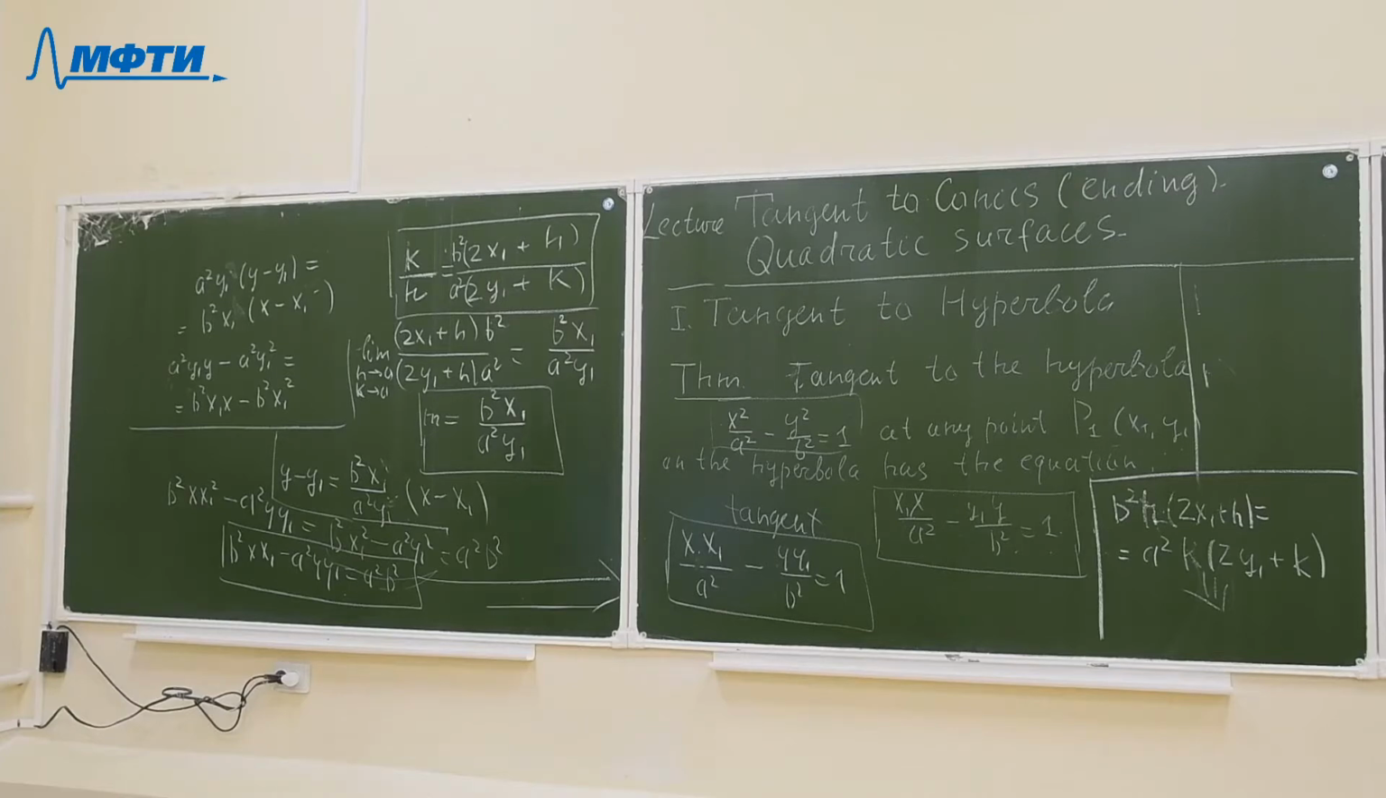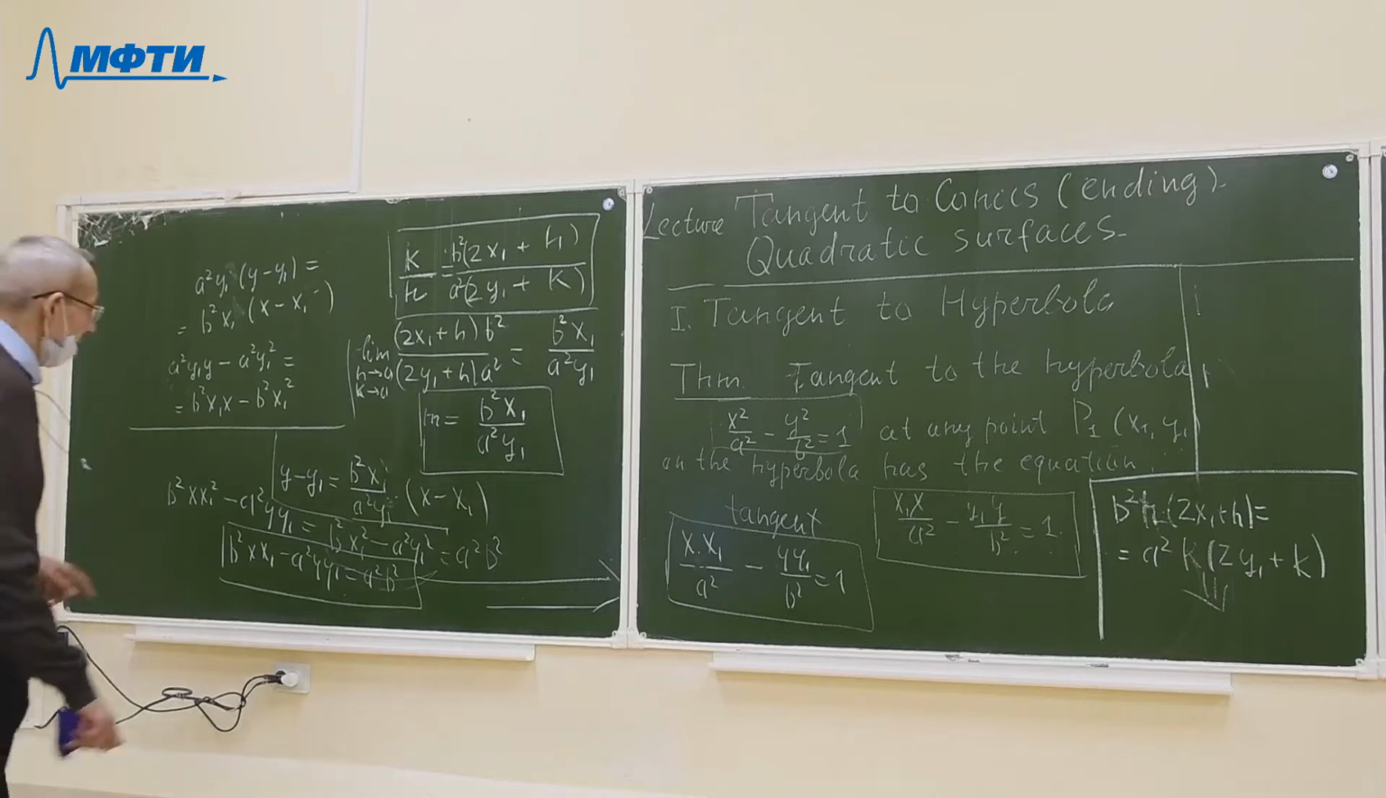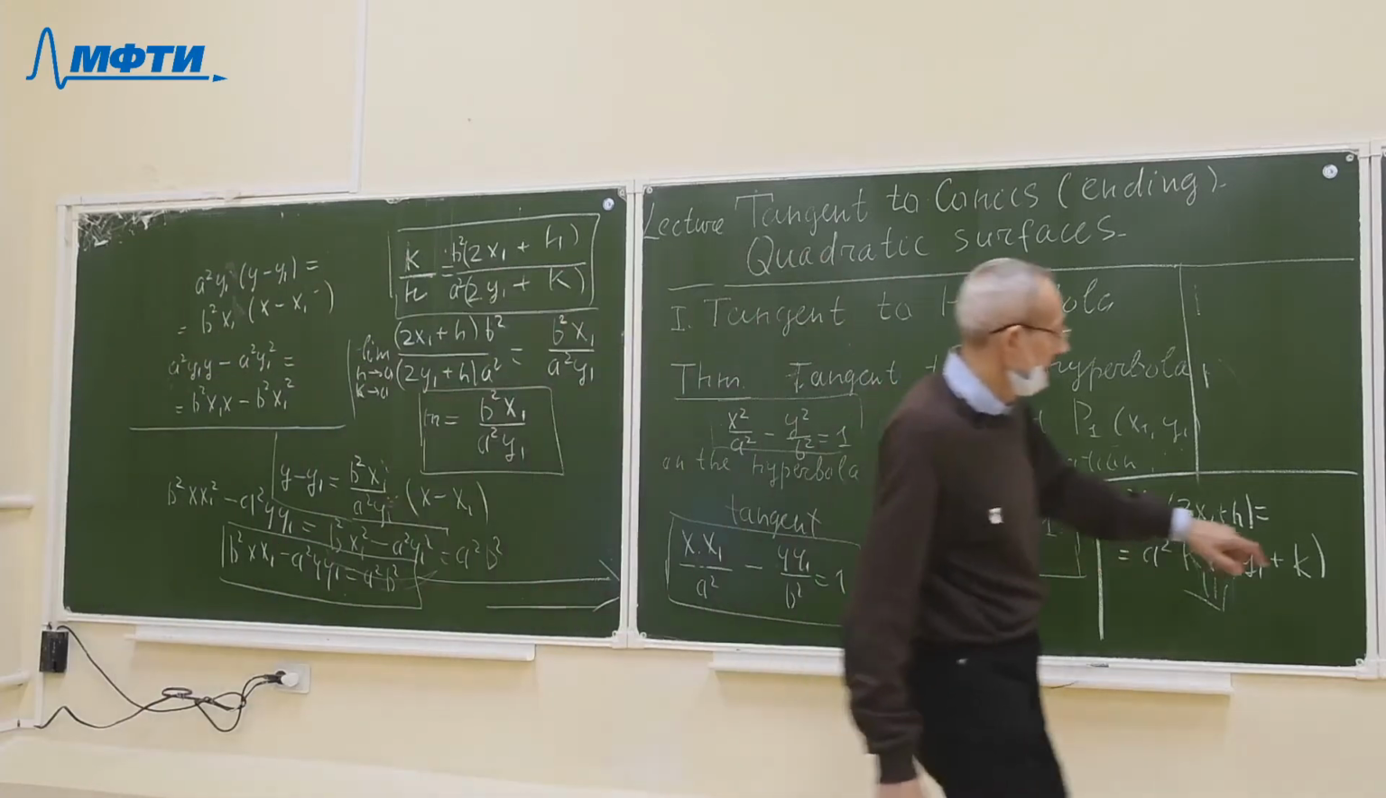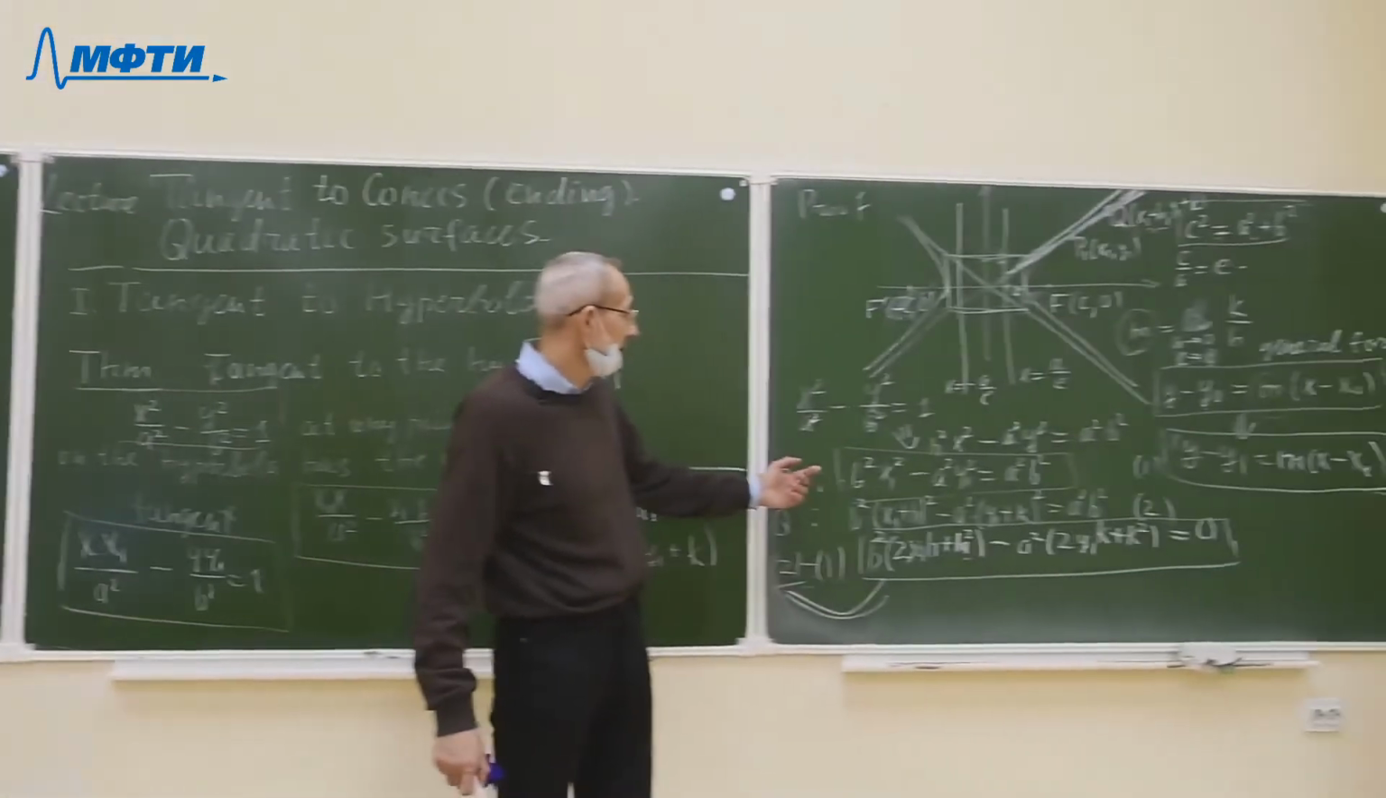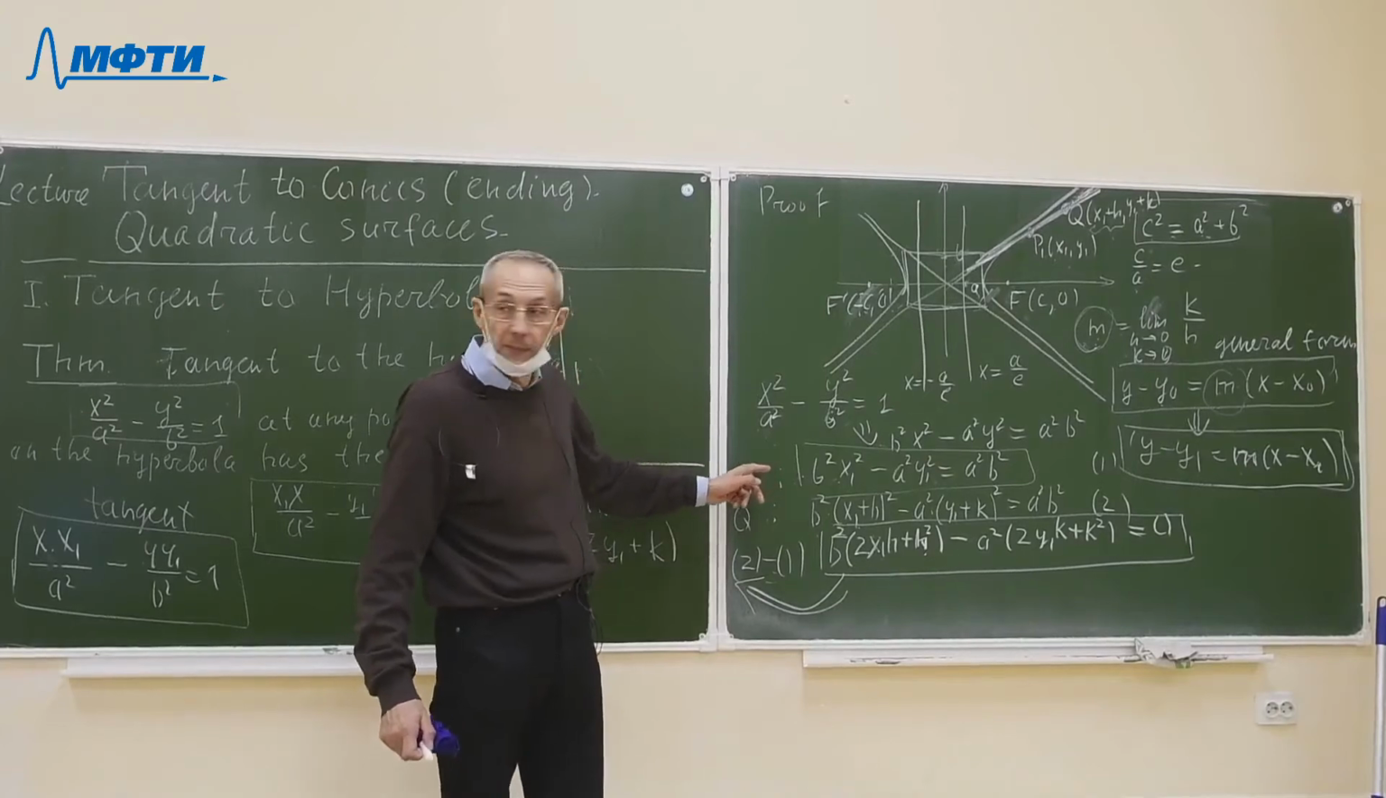Okay. We can consider. On the left, b squared x1 squared minus a squared y1. There shouldn't be x1 squared, right? We use the fact because y.